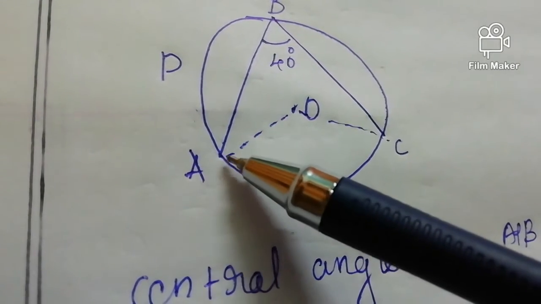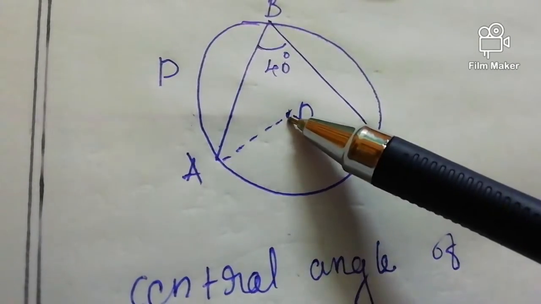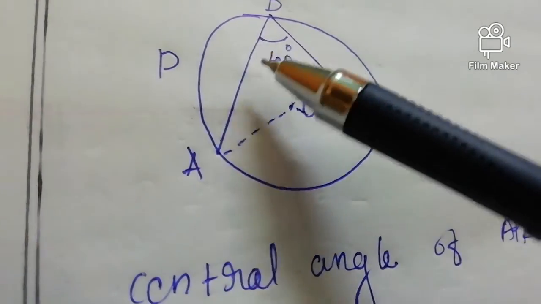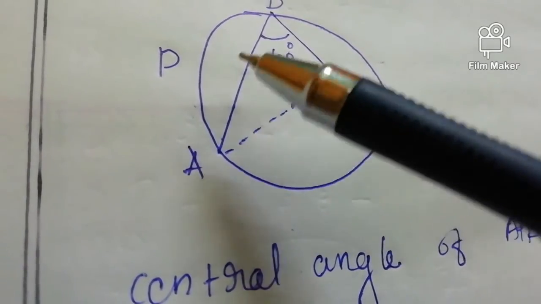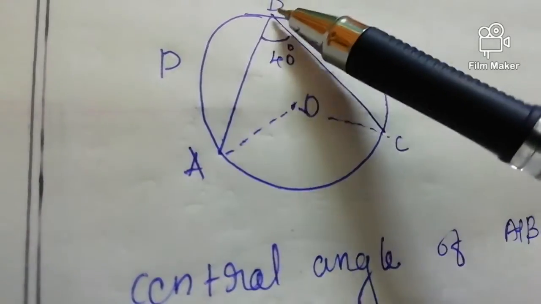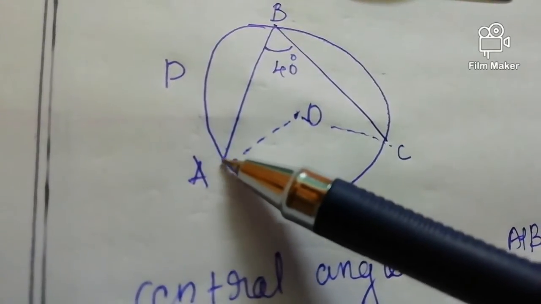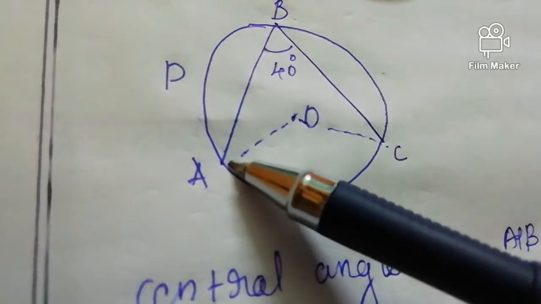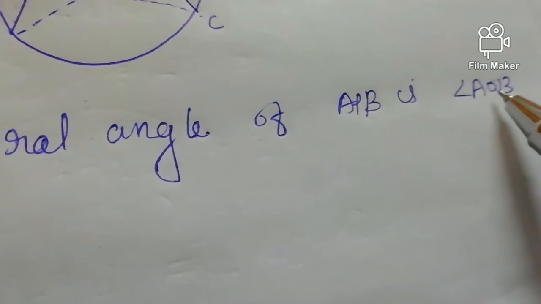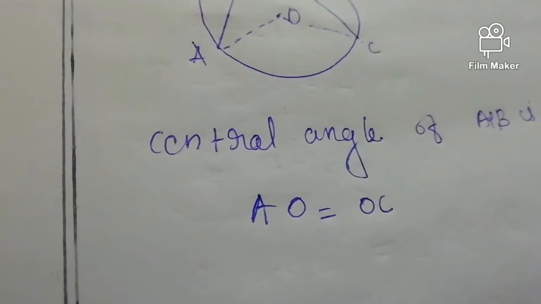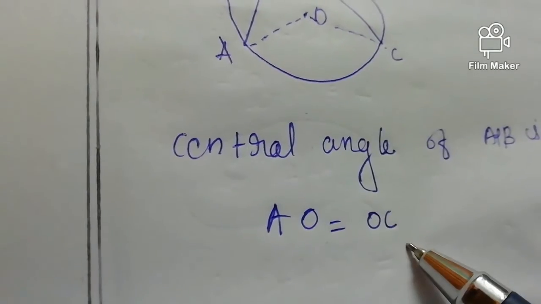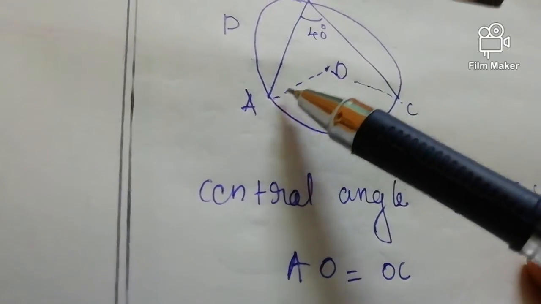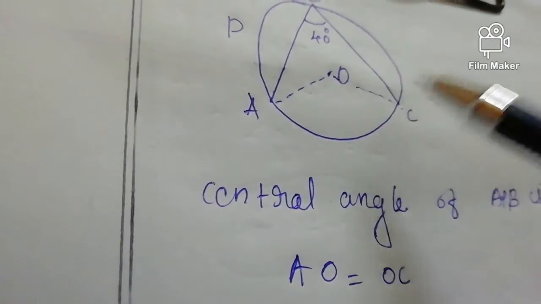After that, we can draw a line from A to O. This is our radius. AO and OC are equal. From our previous videos, we know that the central angle of arc APB is angle AOB. That is, the central angle of APB is angle AOB. AO is equal to OC because they are radii of our circle.